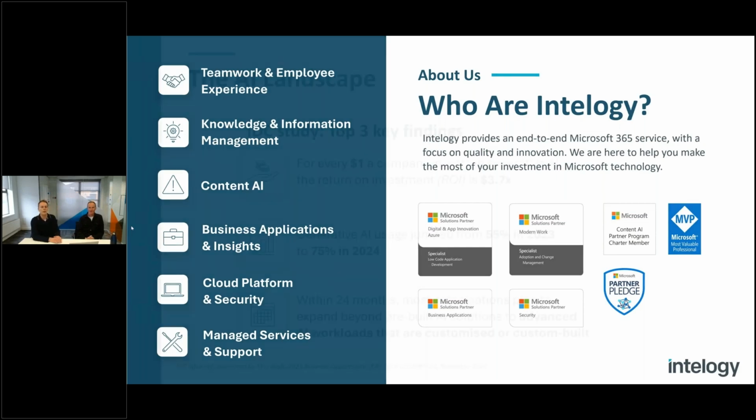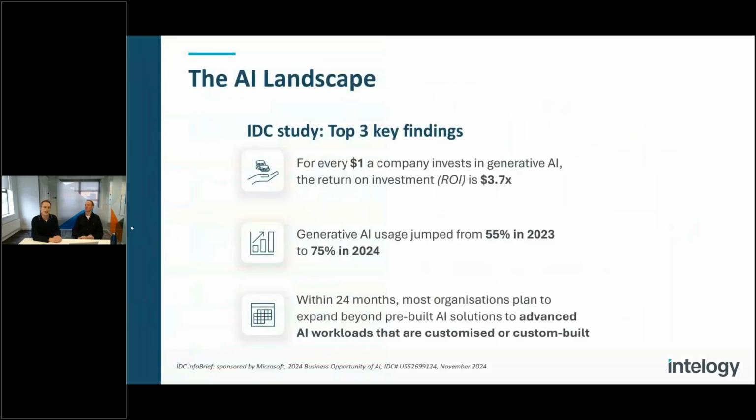I just thought I'd start by setting the scene around the current AI landscape. There are lots of studies out there, obviously lots of stats out there. This is a study that was sponsored by Microsoft, and they talked about this a lot through Ignite, but just a few key takeaways from this one. That top one there is about return on investment. It's always a bit dangerous to just look at one number, but as you can see, there's a real big potential return on investment from generative AI. I'm going to dig into that a bit deeper later on, so hold that thought for now.